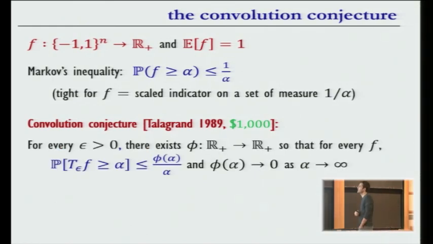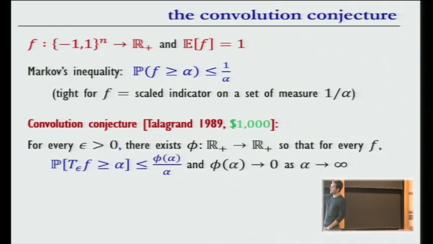So the conjecture is that if we apply some noise to the function, then Markov's inequality is not tight. You can do better than Markov if we apply some noise. At least qualitatively, if you take the noisy function, then it cannot look like a step function.